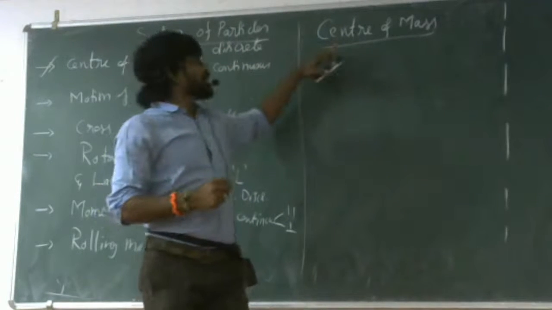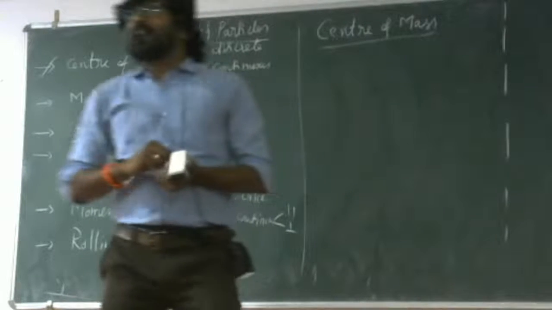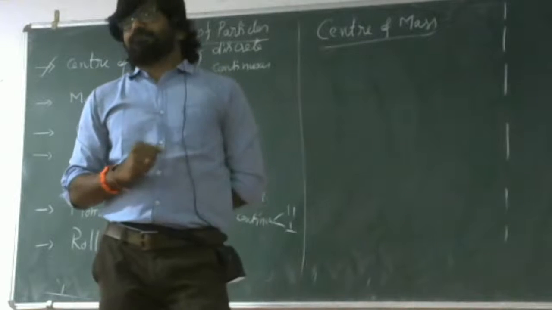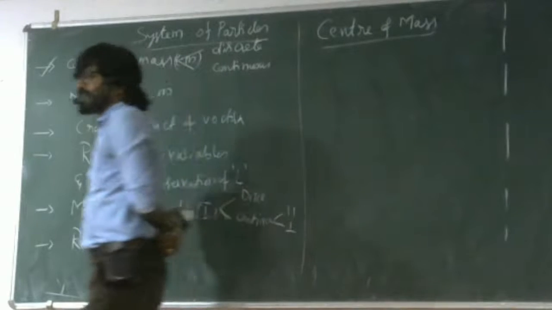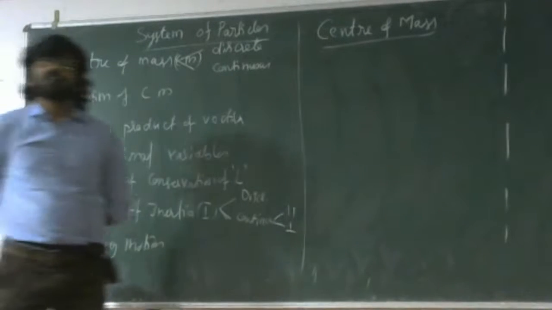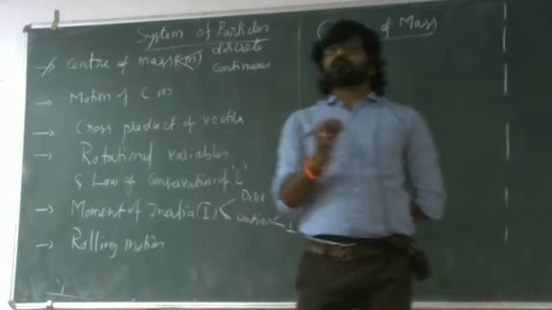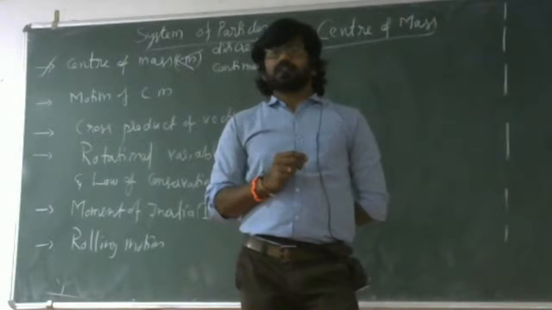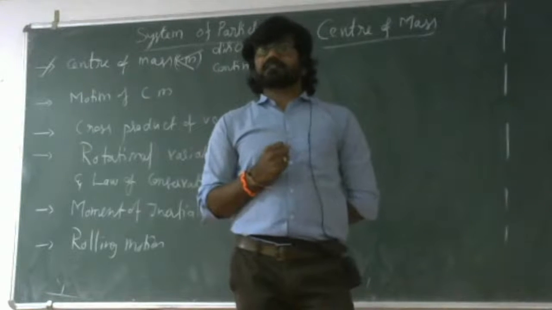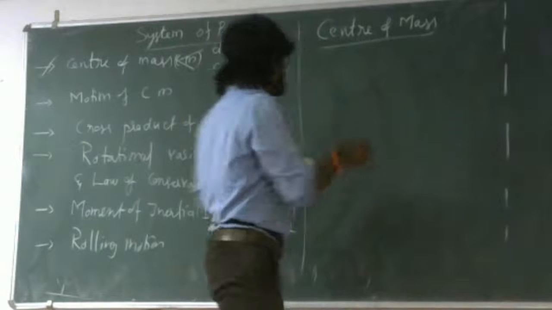A point where the entire mass of the system is supposed to be concentrated is called center of mass. The point where the entire mass of the system is supposed to be concentrated. Supposed to be means assumed to be, but not actually. Okay. So here you have to write a note.